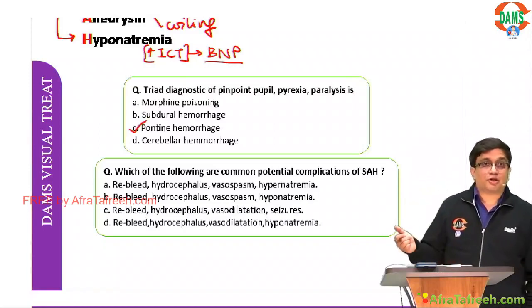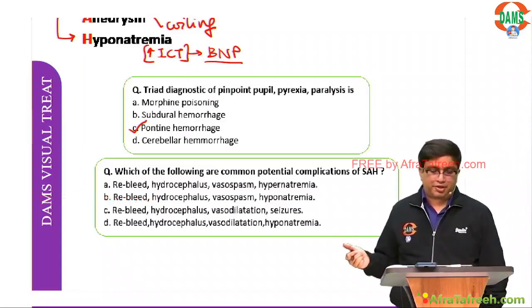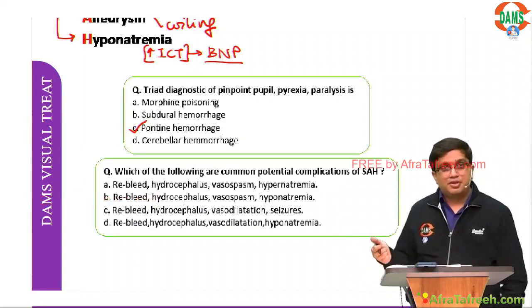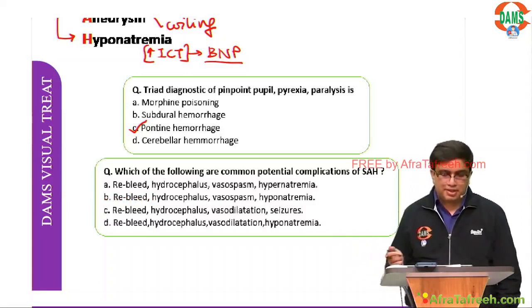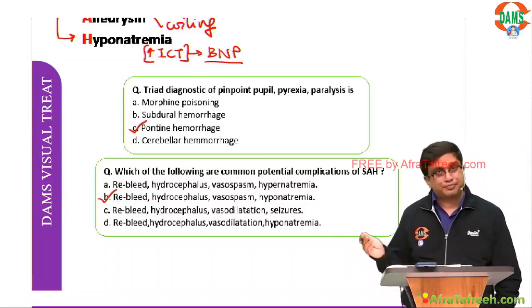Which of the following are the common potential complications of subarachnoid hemorrhage? Re-rupture, hydrocephalus, vasospasm, and hyponatremia.